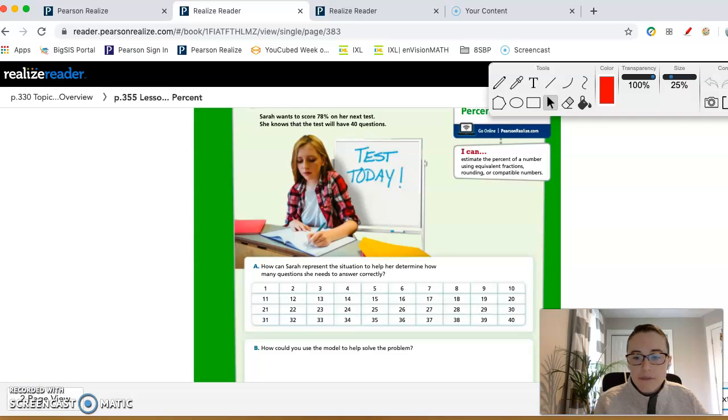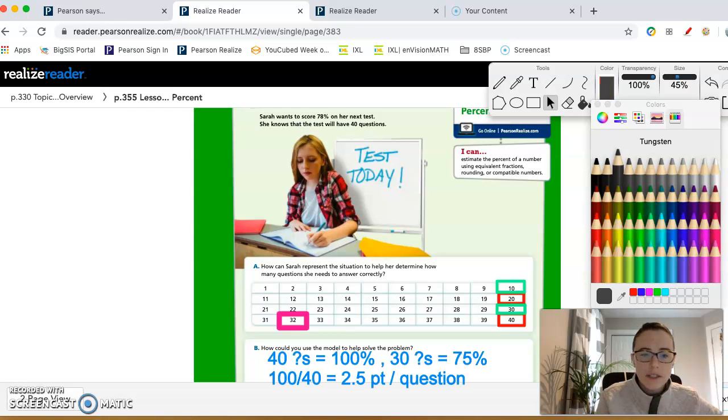Okay, friends, I have marked up my screen a little bit, and it may look different than what you have on your paper, and if you chose a different way to solve this problem, of course, that is completely fine. The way that I thought about it is, if there are 40 questions in the entire test, that means that getting 40 correct would represent 100%. So if getting 40 correct would represent 100%, I knew that getting 20 correct would represent 50%.